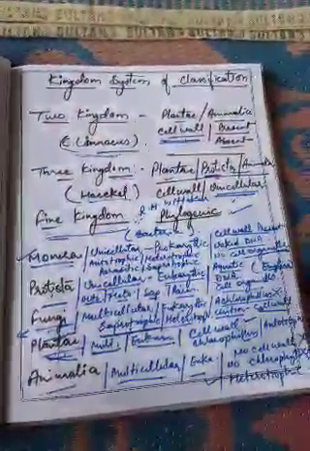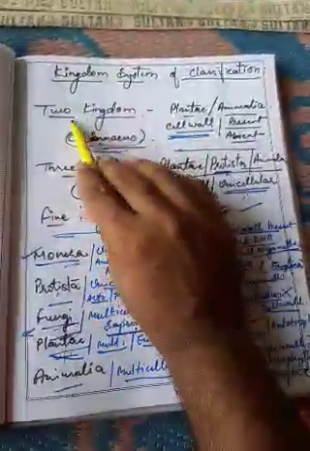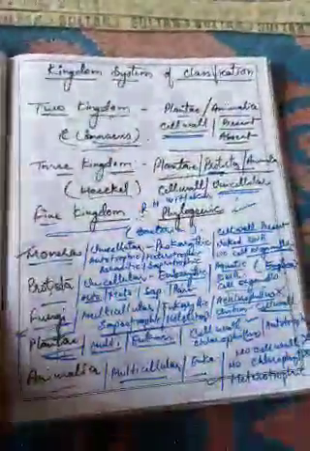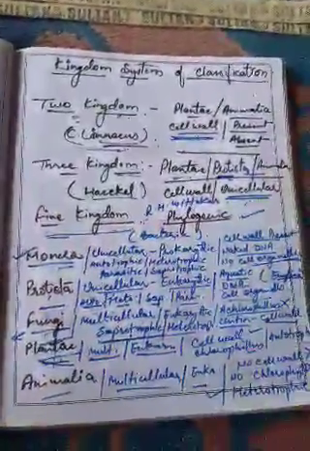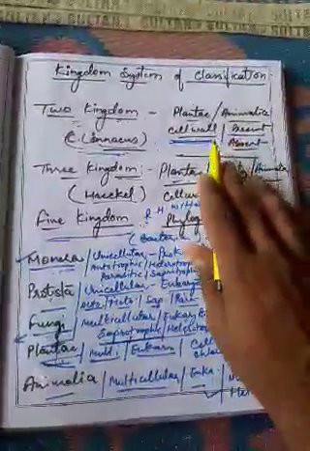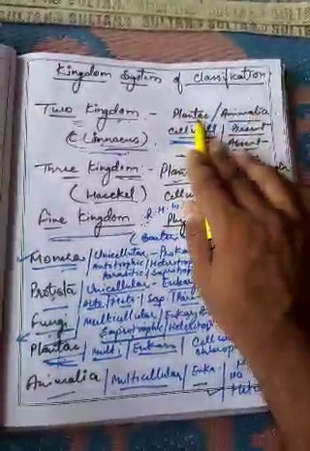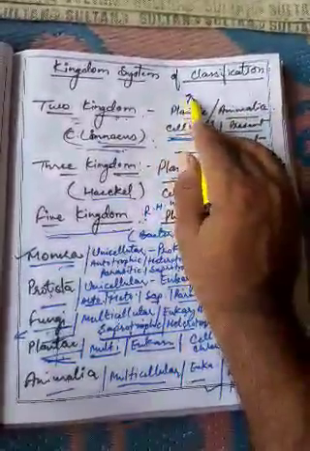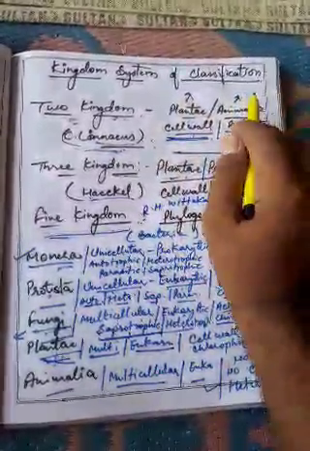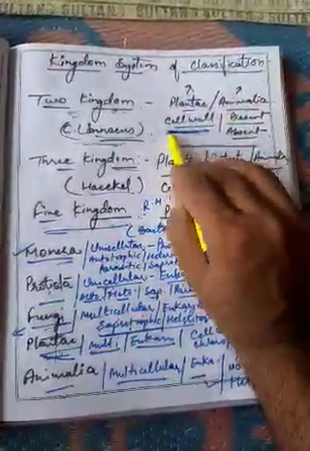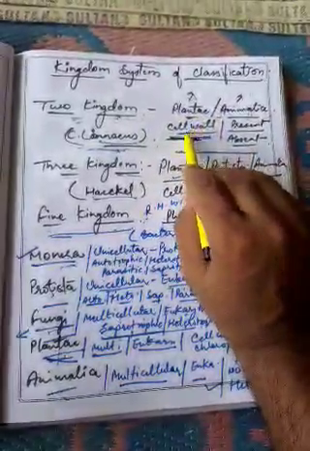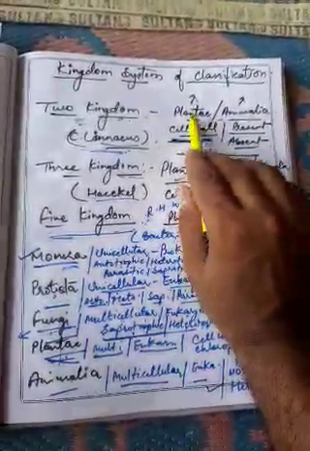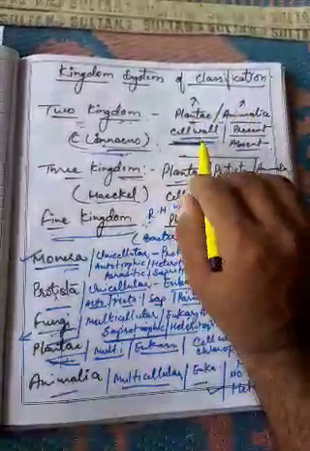Now we have the kingdom system of classification also. Initially Carolus Linnaeus gave the two kingdom classification, that means the entire living world was divided into two categories only: Plantae and Animalia. In Plantae, only plants were kept; in Animalia, only animals were kept. There was only one single character compared in this two kingdom classification, the cell wall. If the cell wall is present, they will be kept in Plantae. If the cell wall is absent, they will be kept in Animalia.